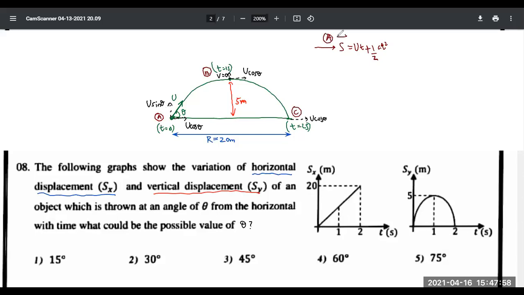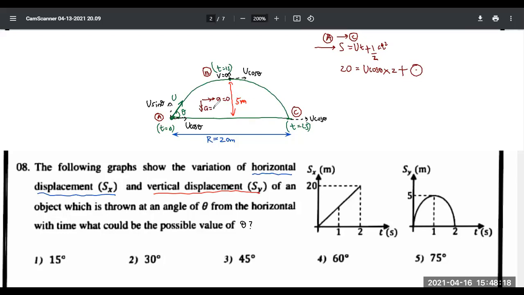Let's use this equation. What is the horizontal displacement from A to C? It's 20. What is the horizontal initial velocity component? U cos theta. Time taken is 2 seconds. Plus half a t squared is 0, because the horizontal acceleration is 0. There is no horizontal acceleration.